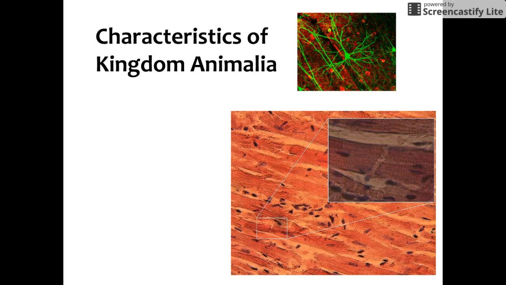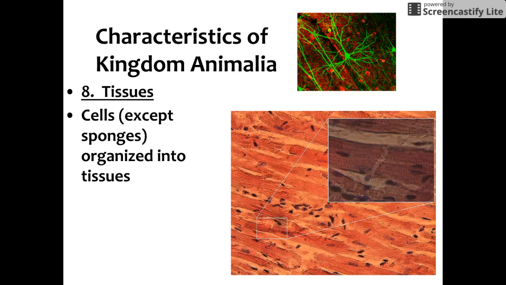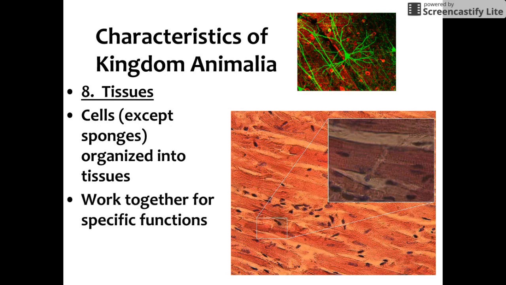All right, our eighth and final characteristic is that in all animals, except sponges, the cells are organized into tissues. So cells are organized and complex. Lots of cells form tissues, which form organs, which form organ systems. Therefore, all animals except sponges at least have tissues. And that's just a group of cells that are working together for a specific function, like transmitting a message or movement.